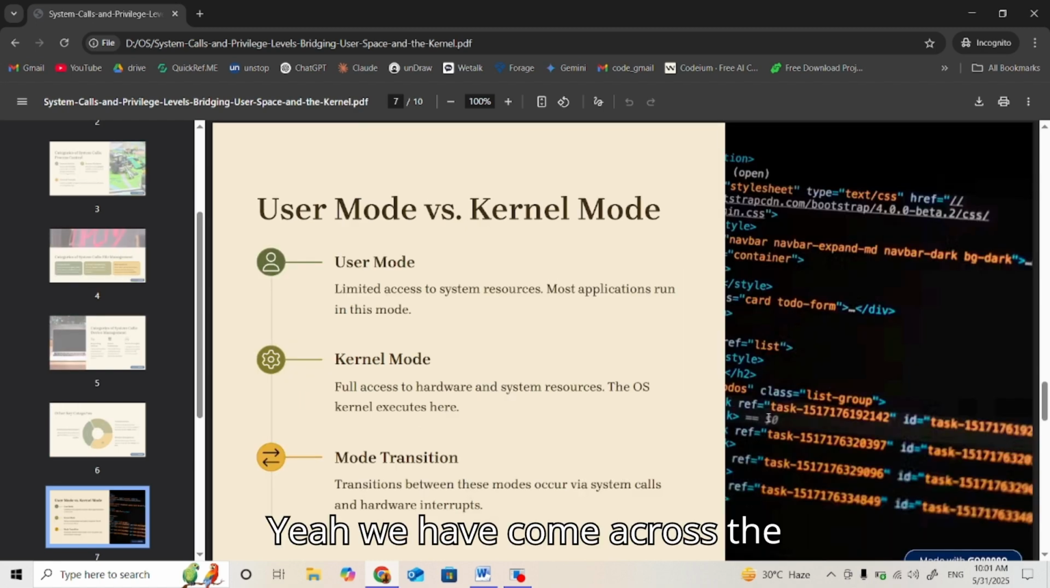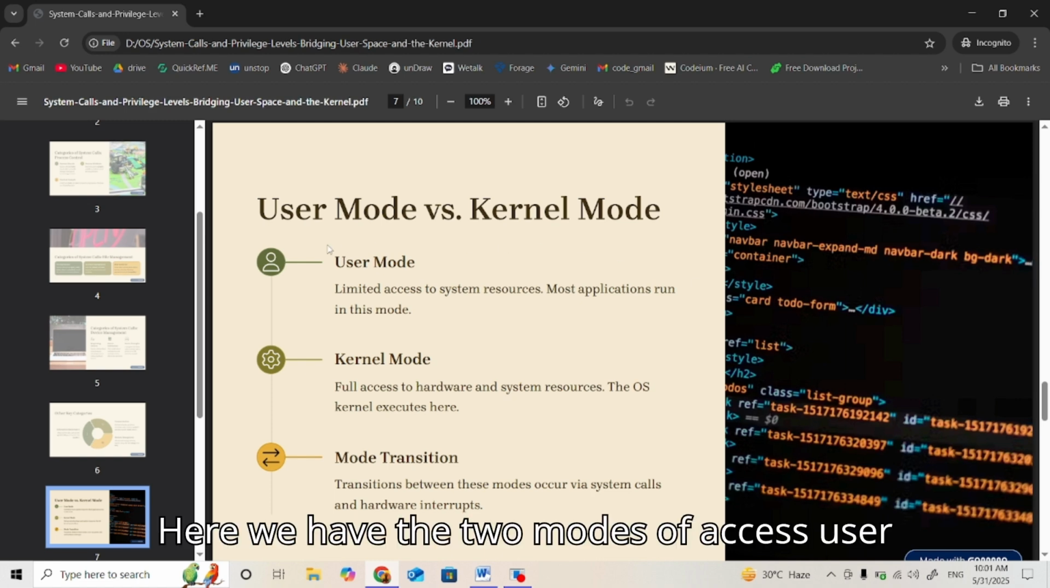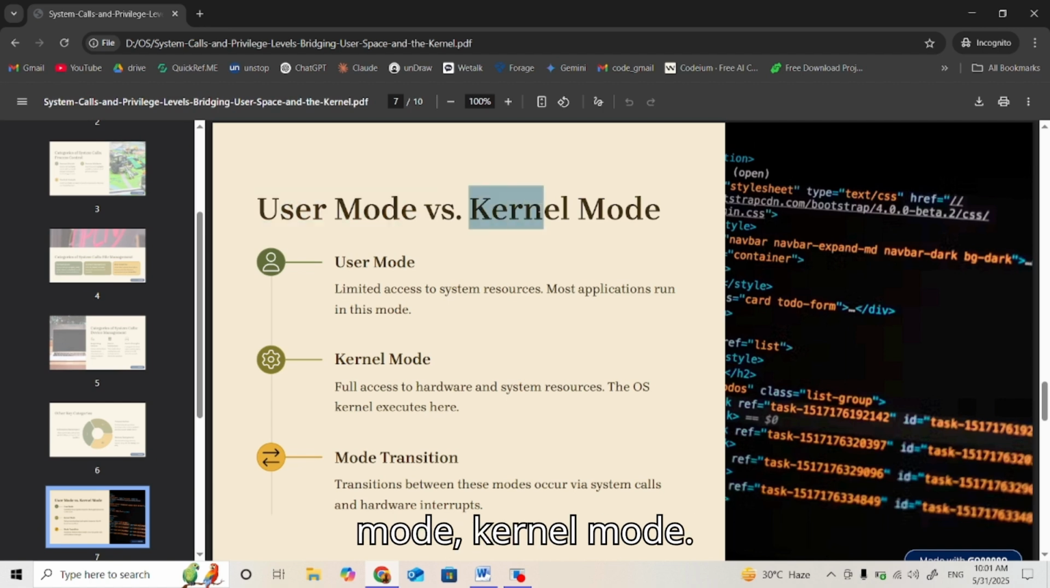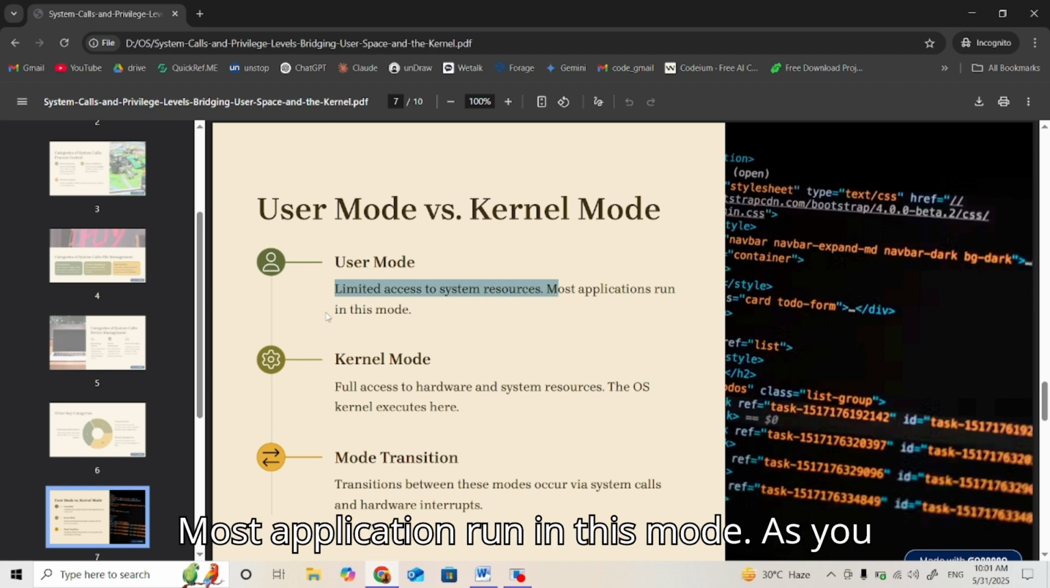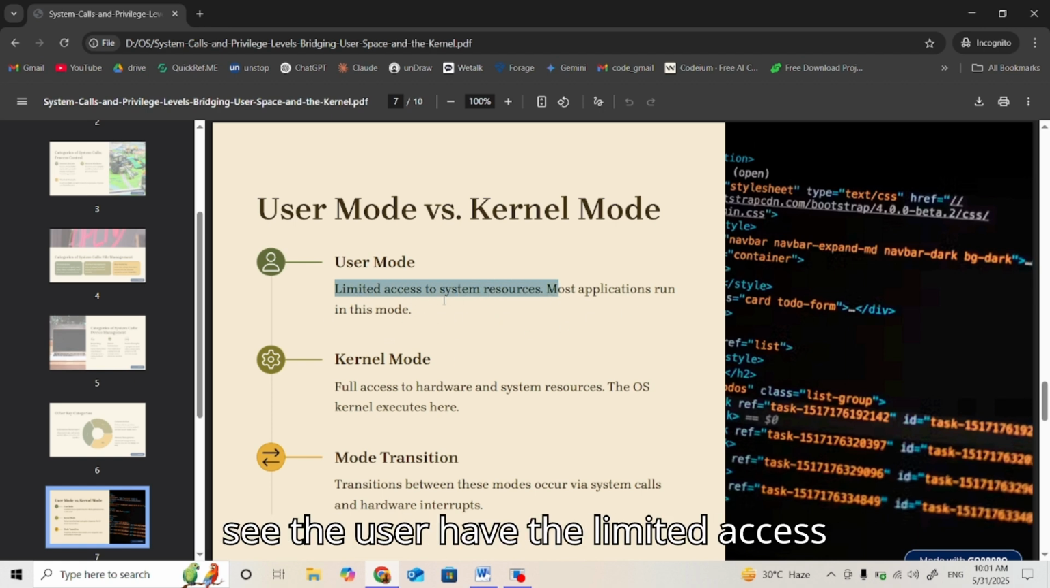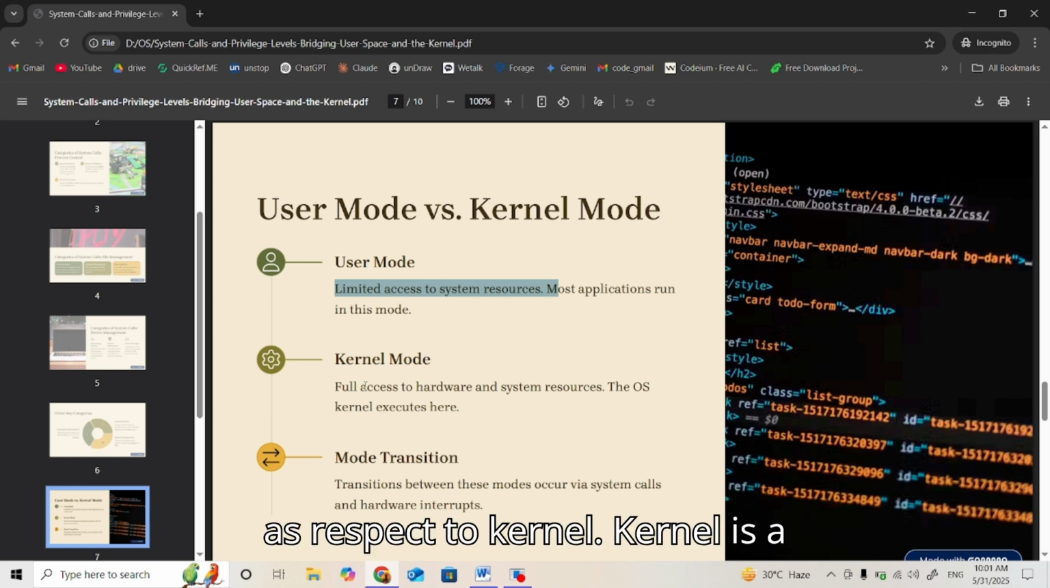Now we have come across the modes of access in our system. Here we have two modes of access: user mode and kernel mode. User mode means limited resource access. Most applications run in this mode. As you see, the user has limited access with respect to the kernel.